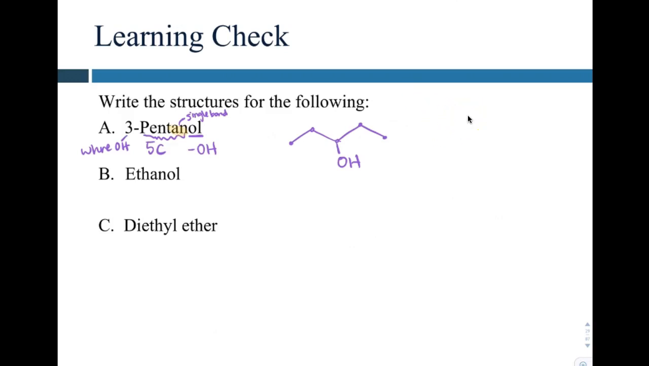All right, what about ethanol? And so -ol means I've got an OH. Eth means I've got 2 carbons. Ane means I've got single bonds.